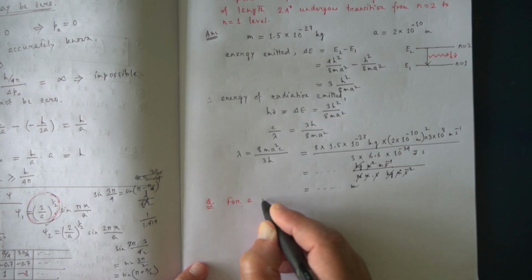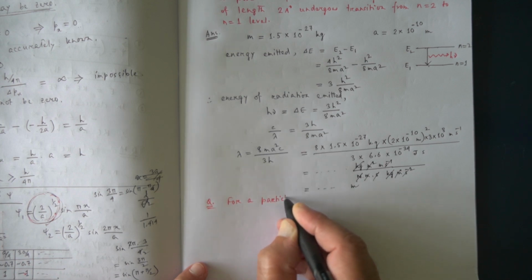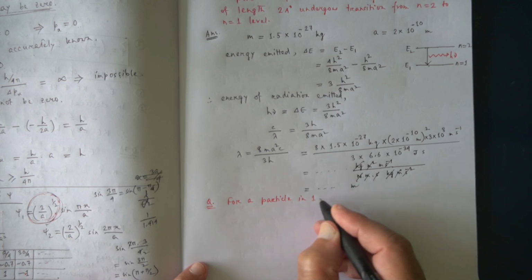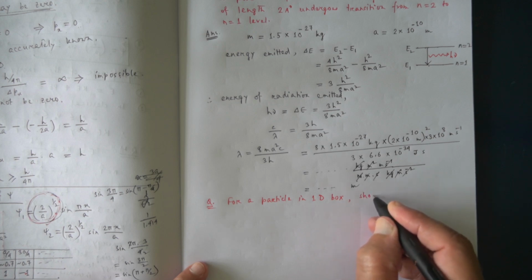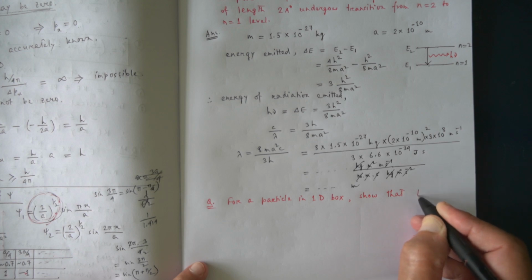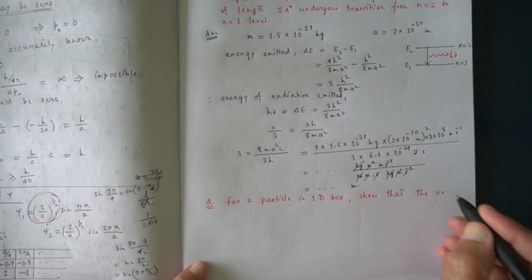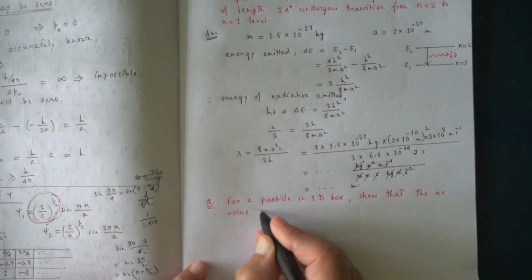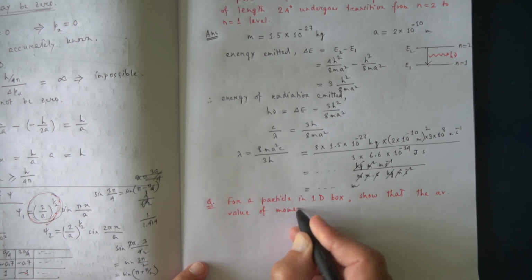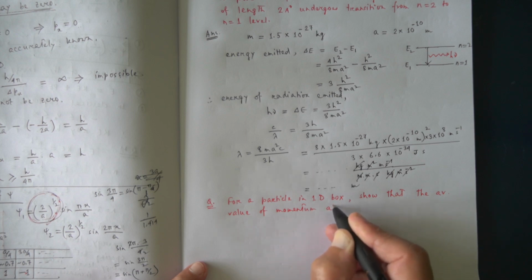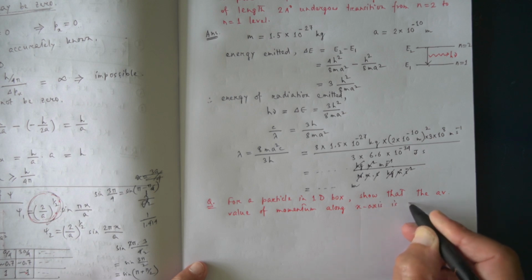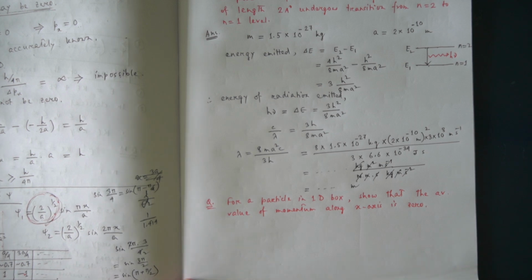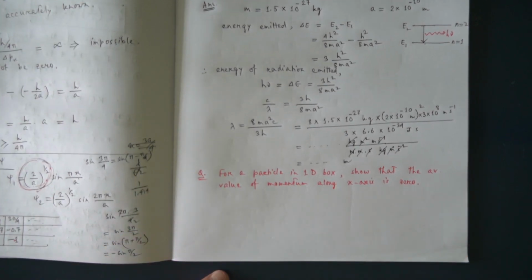For a particle in one-dimensional box, show that the average value of momentum along x-axis is 0. Okay, average value of momentum along x-axis is 0. We have to prove this.